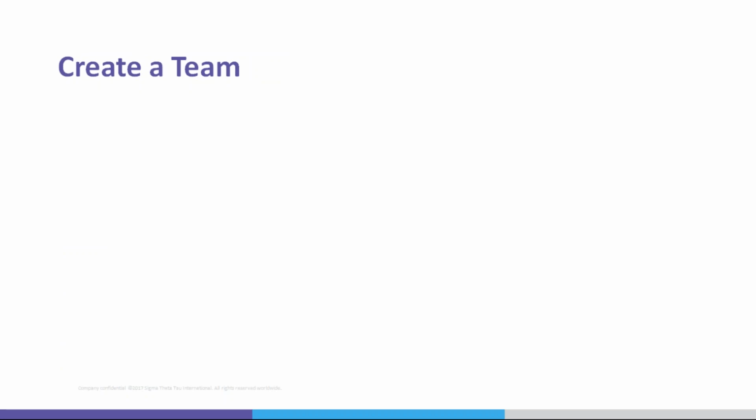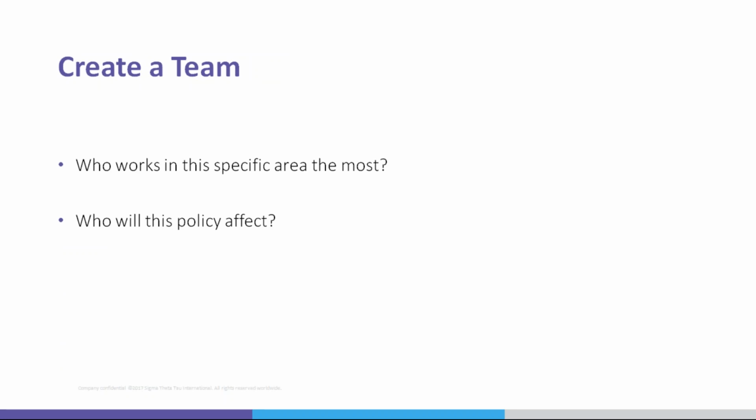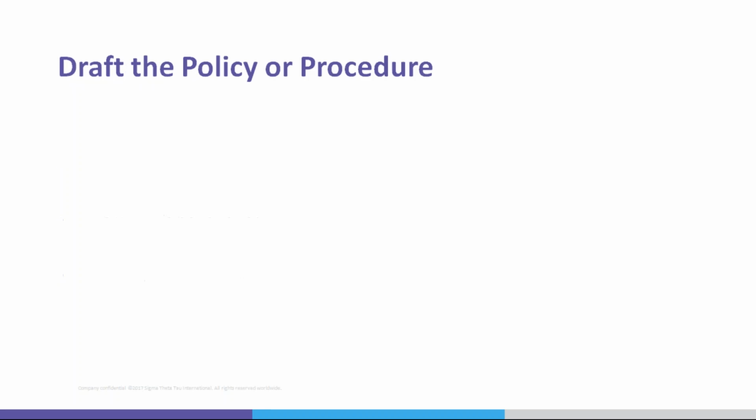Next, the board should identify the appropriate team to write this policy or procedure. Who works in this specific operations area the most? Who will this policy affect? And who will have to live with the policy or procedure? By choosing a team made up of those individuals who have a better understanding of the area where the policy or procedure falls, and those who will be most affected by it, you can ensure that the best information available will be considered in the creating of the policy and procedure.